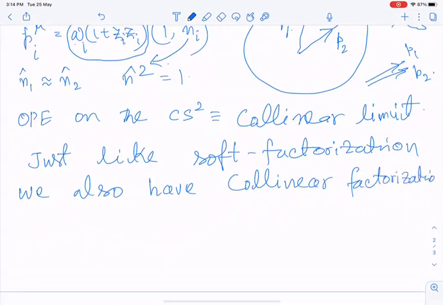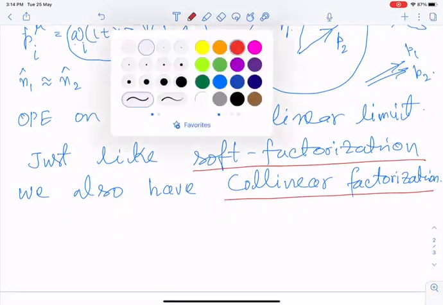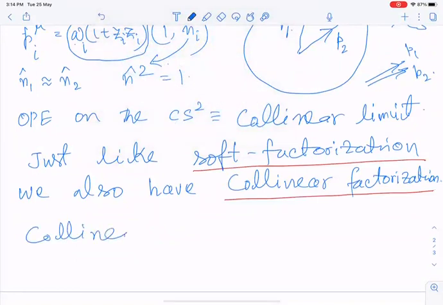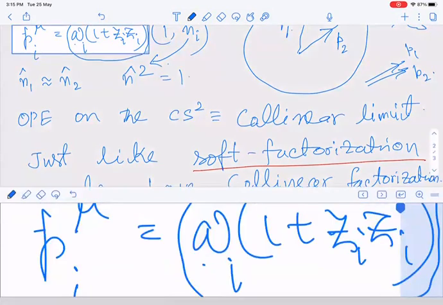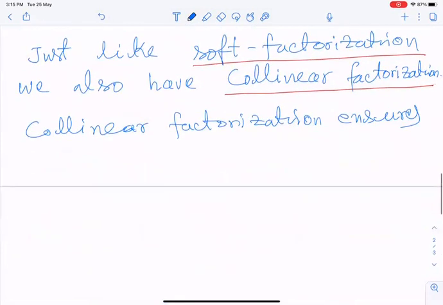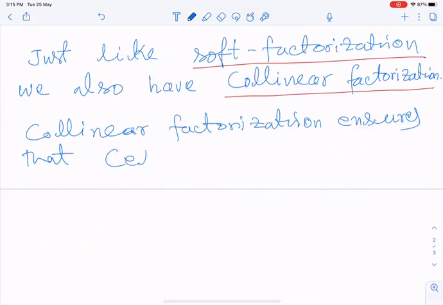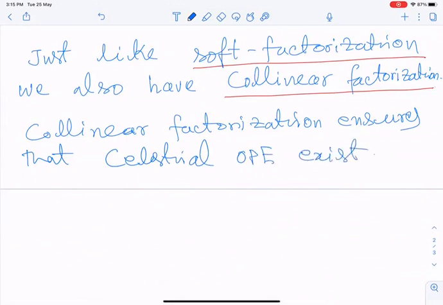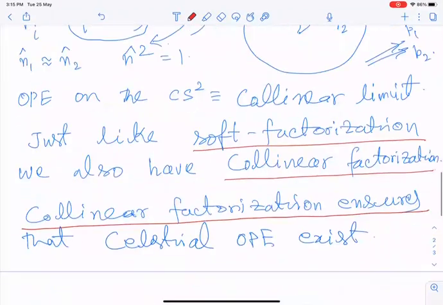So basically, we have two kinds of important factorizations in this thing. One is this soft factorization. The other one is this collinear factorization. And the point is that this collinear factorization ensures that celestial OPE exist. Okay, so this is important. So it is the collinear factorization. I'll give you now an example of this thing actually.